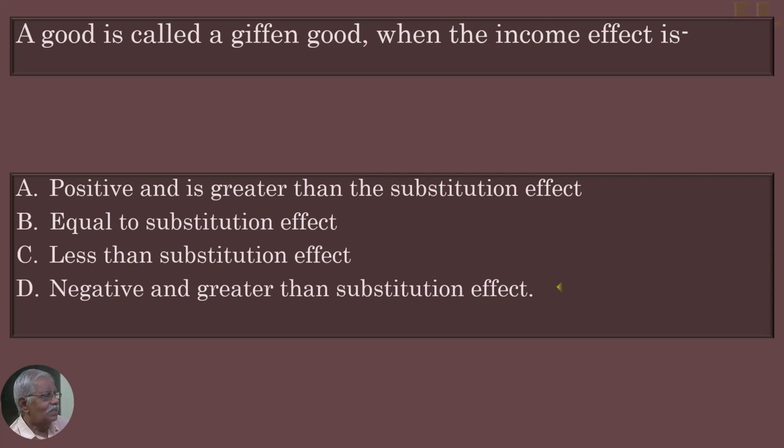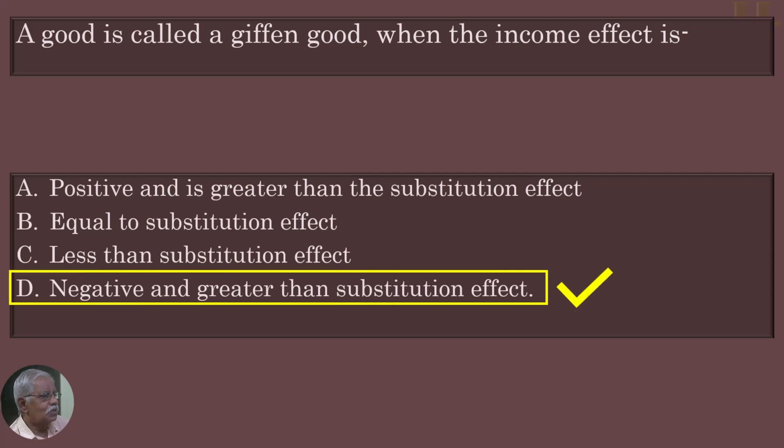The correct answer is negative and greater than substitution effect. We have identified 3 types of goods in economics: normal good, inferior good, and Giffen good. In case of normal good, income effect is positive. Substitution effect is also positive. In case of inferior good, income effect is negative. Substitution effect is positive. But the negative income effect is less strong than the substitution effect.